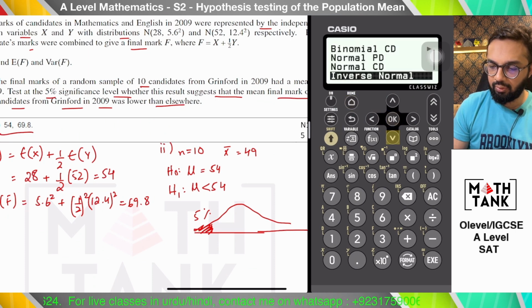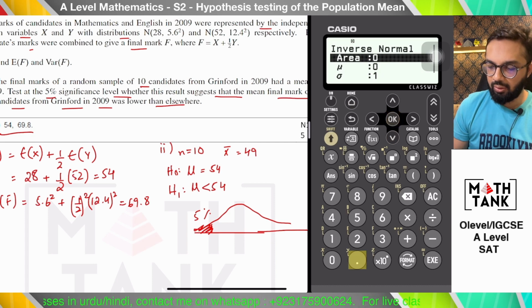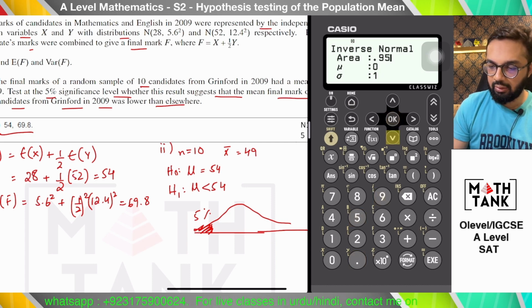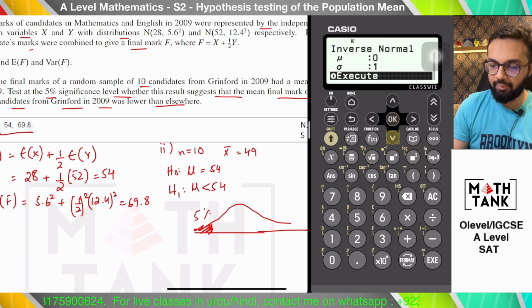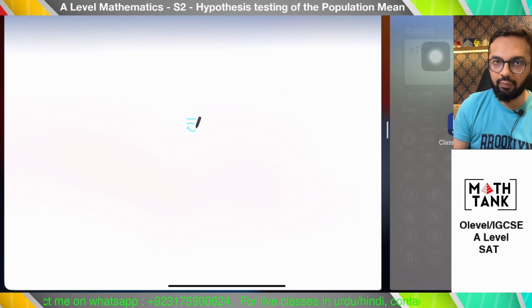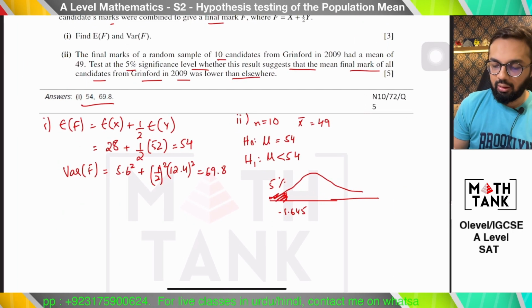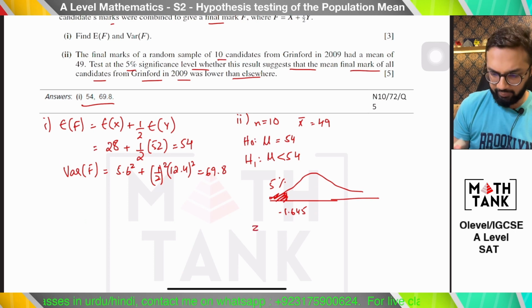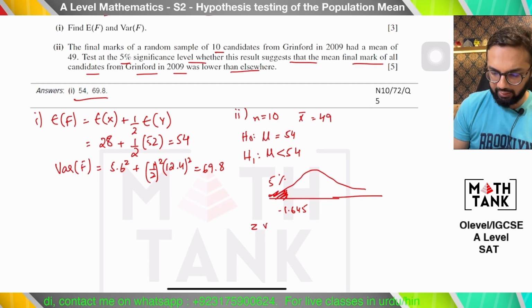Distribution, inverse normal, 0.95. Okay, and execute. So 1.645. So minus 1.645 since it's on the negative side. Okay. So then I calculate the z value of my test statistic.